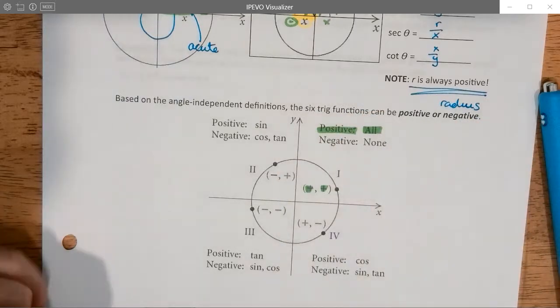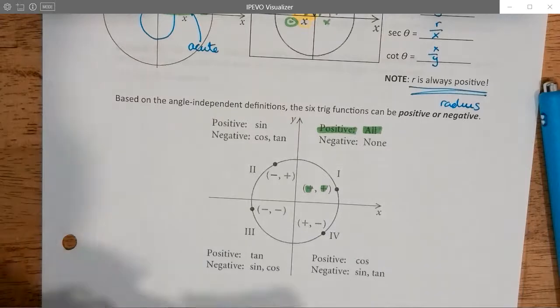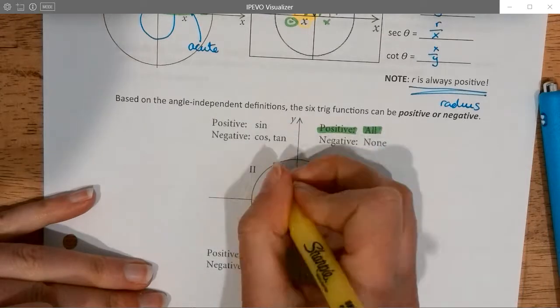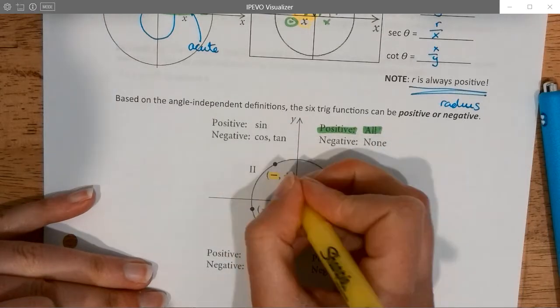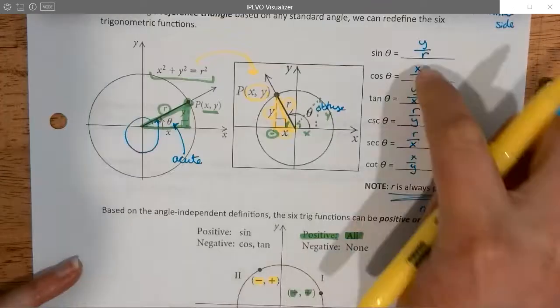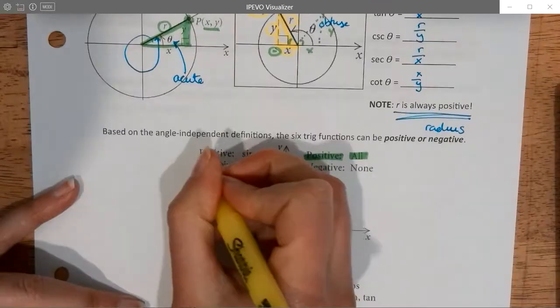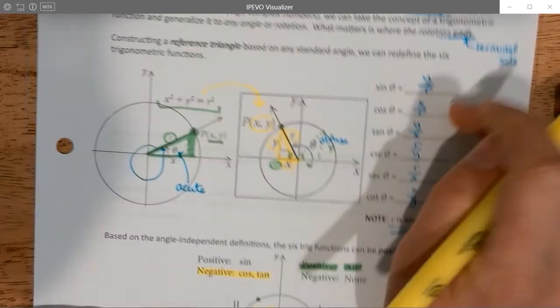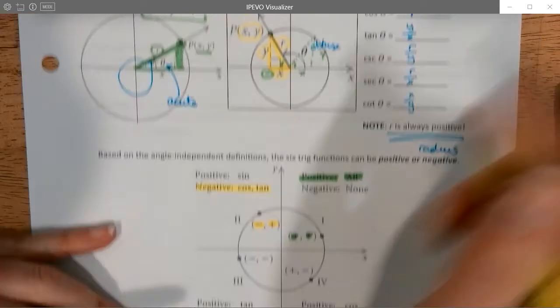In quadrant 2, the X's are negative, and the Y's are positive. So if the X's are negative, anything that uses X, like cosine and tangent, will be negative because those use x. And sine, which doesn't use x, it uses y, which is positive, is going to stay positive.